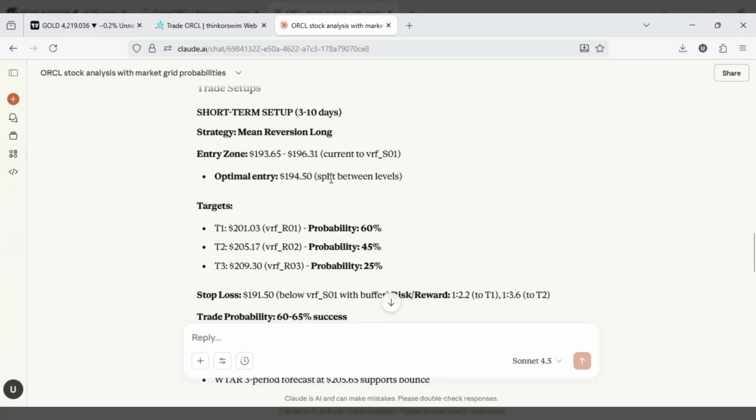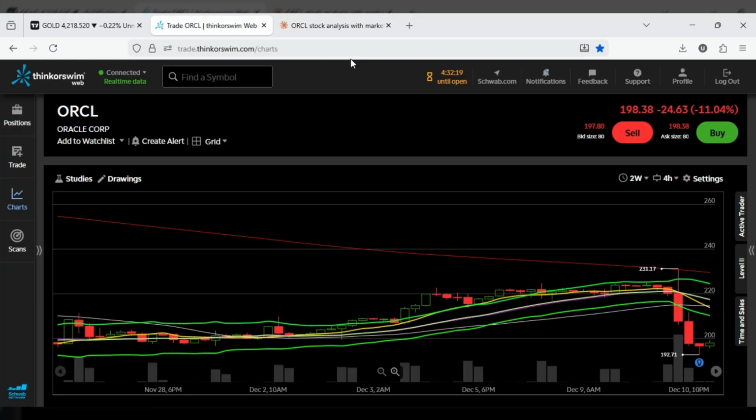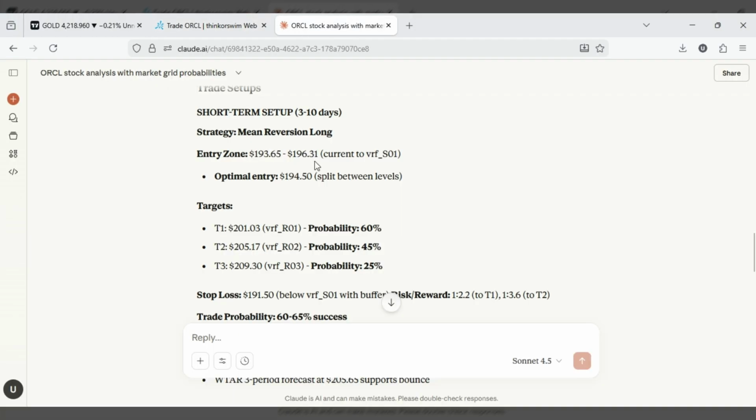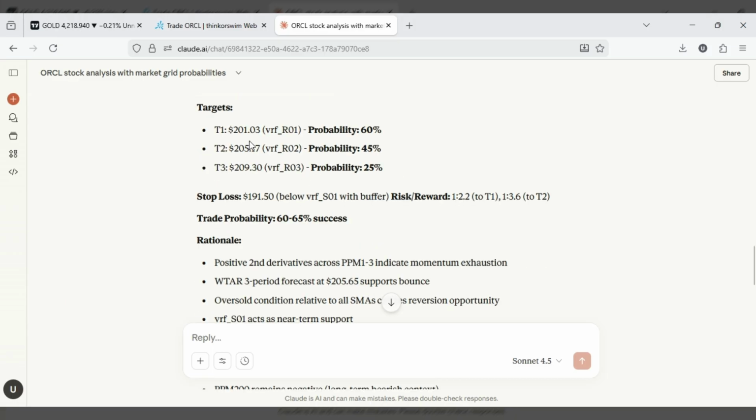Okay, so these are the various trade setups. It's not a recommendation that you should take them on board. They are not recommendations. If you implement this, you may lose money. So, entry zone. Currently, the stock is trading above this entry zone, 193 to 196. Optimal entry will be 194.50. Targets will be 201, that's the first resistance value, and then the second target will be 205, second resistance value, and 209, the third resistance value.